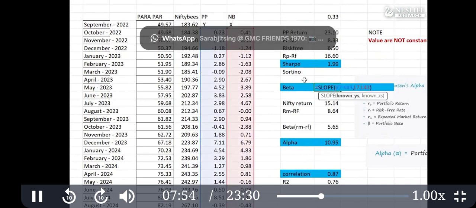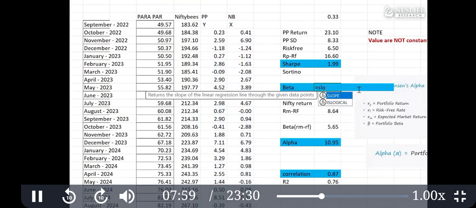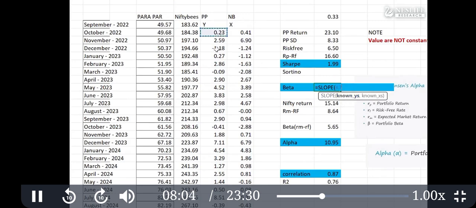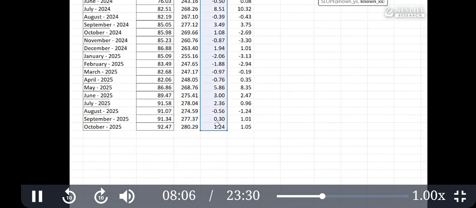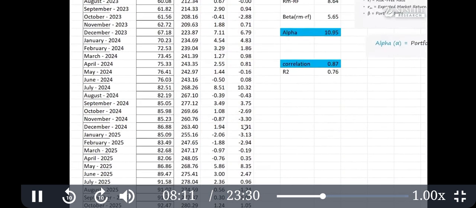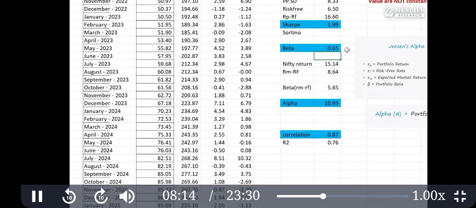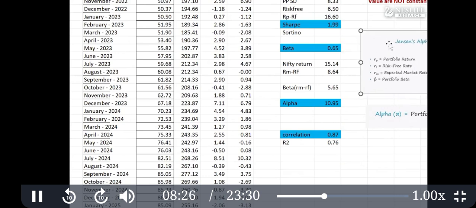You can see this, let's calculate. You don't have to do this, this is just for understanding purposes. So the slope function: known Y means mutual fund, comma, X means index, comma. You are getting a beta of 0.06. It means the portfolio will move less than the index, because it has a debt component. If you remember, I'll show that debt component. That's the reason it is moving less. So this is how beta is calculated.